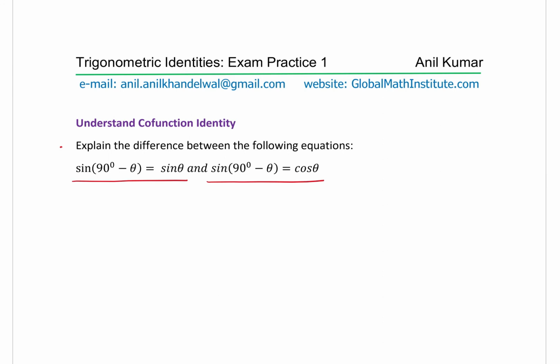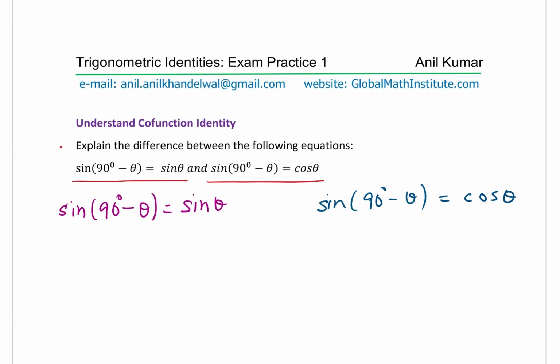Let me rewrite them. So we have sine of 90 degrees minus theta equals sine theta. That is one of them. The second one is sine of 90 degrees minus theta equals cosine theta. What is the difference between the two?